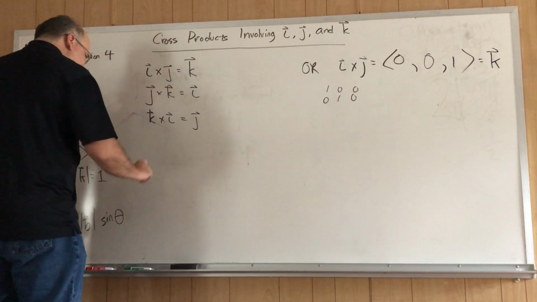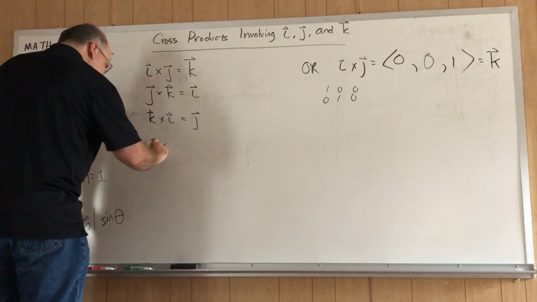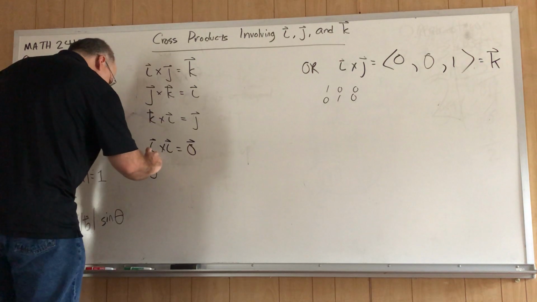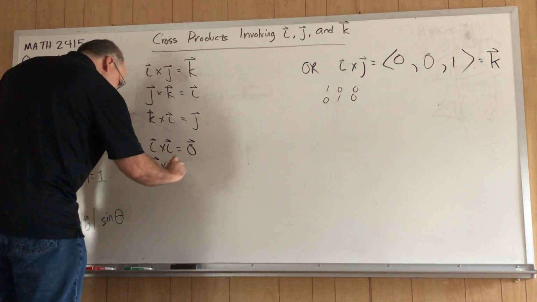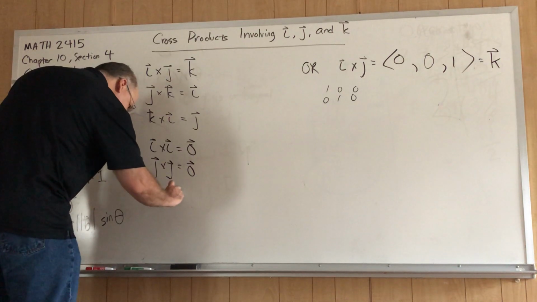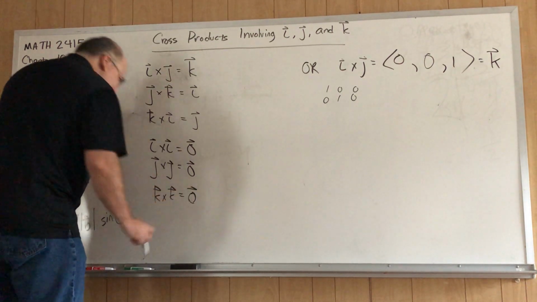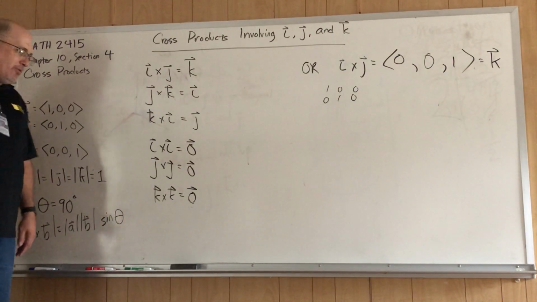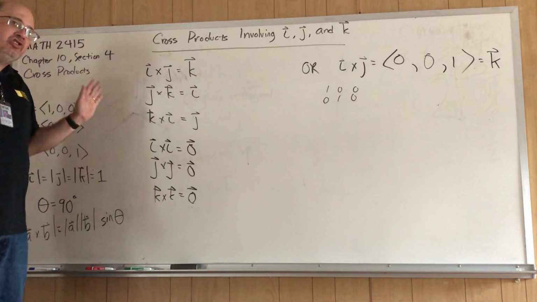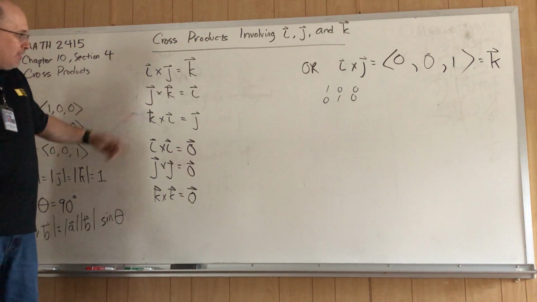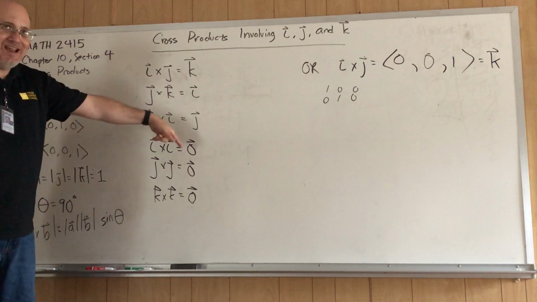That means that if I do i cross i, that's the 0 vector. If I do j cross j, that's the 0 vector. And if I do k cross k, that's the 0 vector. And that looks like we have every possible pair, except we don't. Because remember, cross products are not commutative. If you reverse the order, you get the opposite. So for all three of these up here, if I switch the order, I get the negatives.